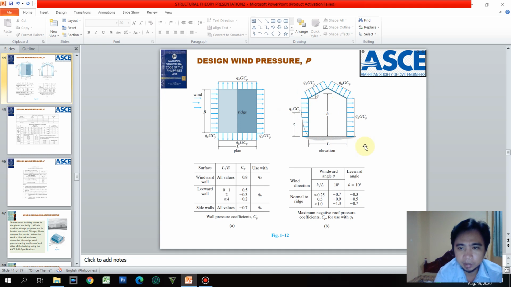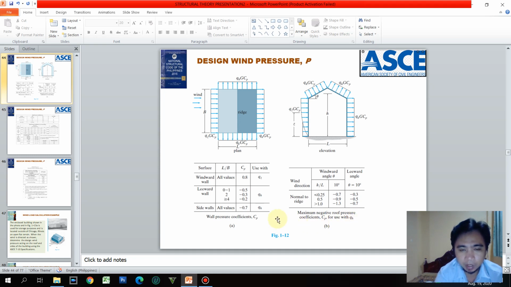This is windward, this is leeward, and this is roof windward, and this is roof leeward. Now, with regards to CP, or wall pressure coefficients, the reference will be Table A, as well as Table P for these diagonal members. So this is for the wall, and this is for the roof.